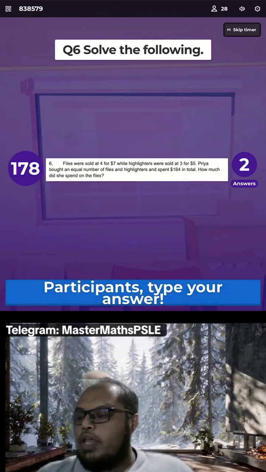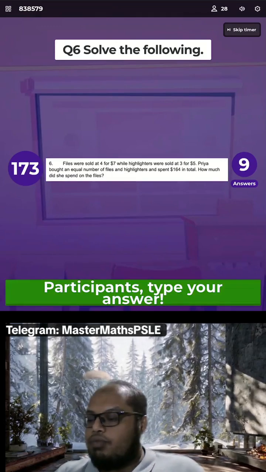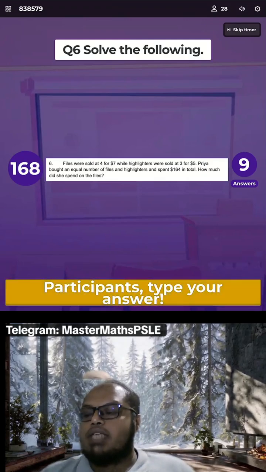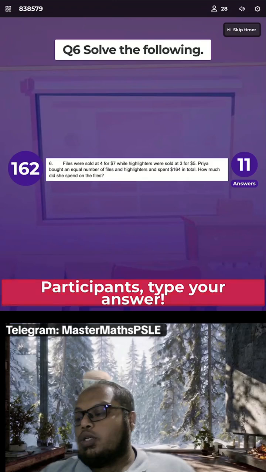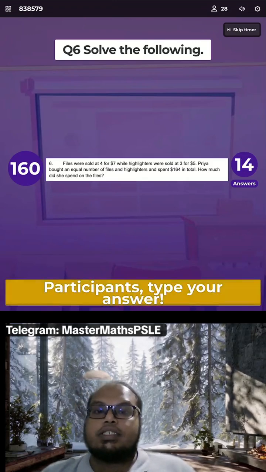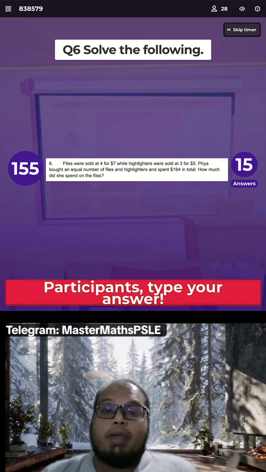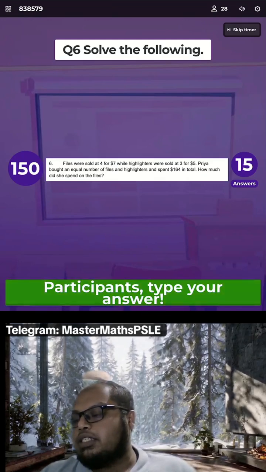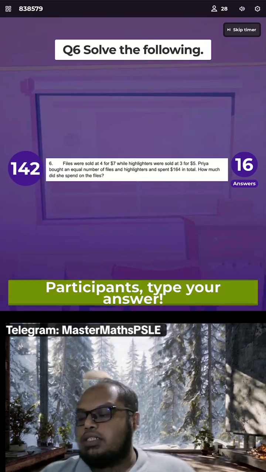Files were sold at 4 for $7. Highlighters were sold at 3 for $5. Priya bought an equal number of files and highlighters and spent $164 in total. So she bought an equal number. When it's equal, it is something that you learn in primary 4. How do you make two numbers equal to each other? So how much did she spend on the files?